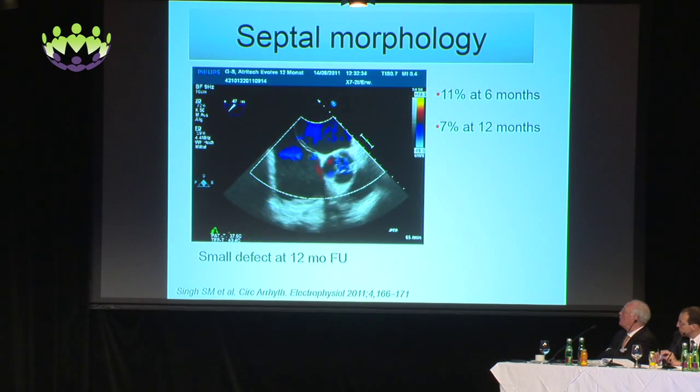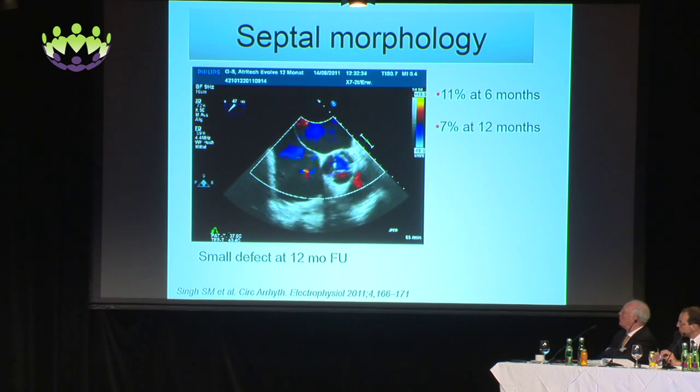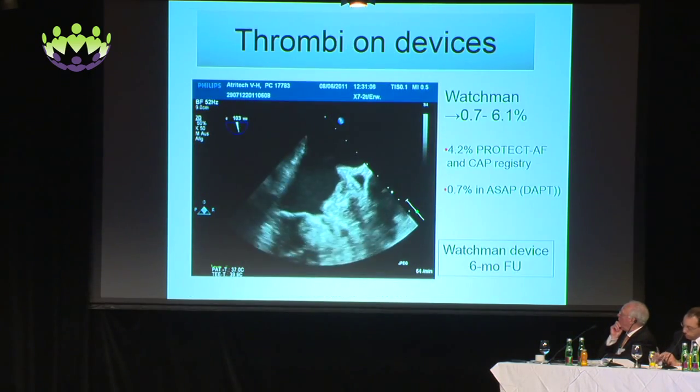So we look at the septal morphology. At a year, like in this patient, this was a 12-month follow-up, we find a residual leak in about 7% of the patients, but it could not be shown that this is associated with any hemodynamic changes or with an elevated stroke risk for the patient.